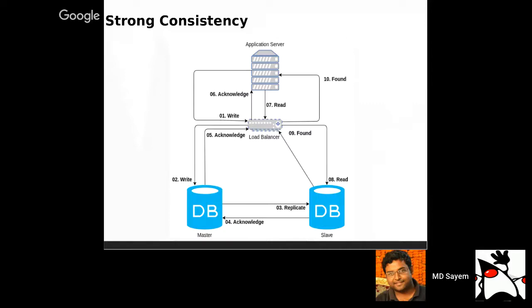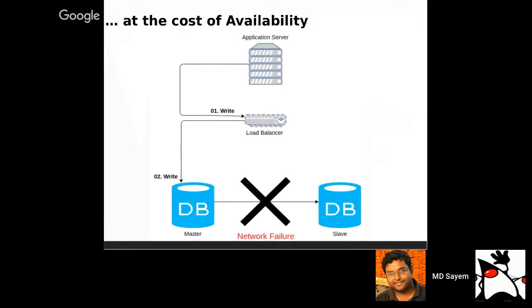However, it comes at a price. In order to be strongly consistent, we will have to sacrifice availability. Yeah, that's how it is. Consider what happens when there's a network failure before the master can issue the replicate command. The write operation will not complete.